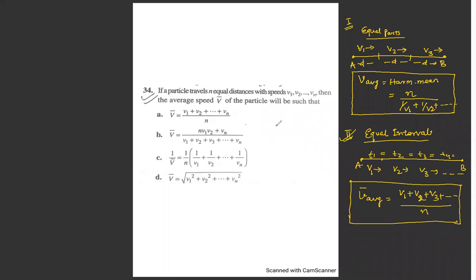So these are the two ways that we are going to find out. In this part, what we have to do is the harmonic mean: n by 1 by v1 plus 1 by v2 and so on. So what should be the answer? It is option C, because here it is asked to find 1 by v. 1 by v means this n will come down and all these things will be there. Hope it is clear to all of you.